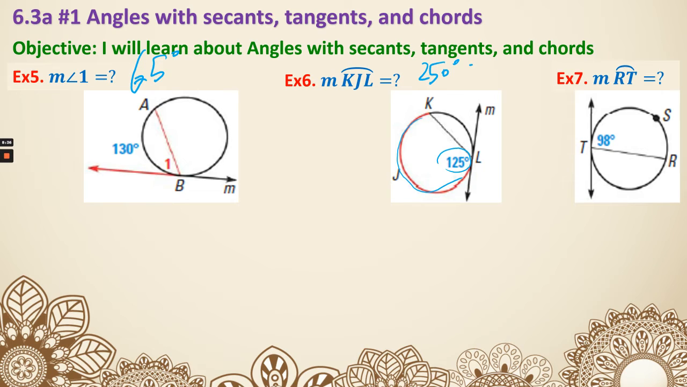Example 7. The measure of arc RT, right here. If I want to use the tangent angle, I would need the angle on this side. But because this is a straight line, I know the other side is 98 degrees. That makes this side 82 degrees. And if that's the case, RT is going to be twice this angle because that's the arc being intercepted. So the measure of RT would have to be twice 82, which is 164 degrees. And that is example 7.